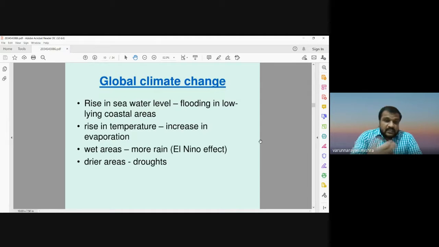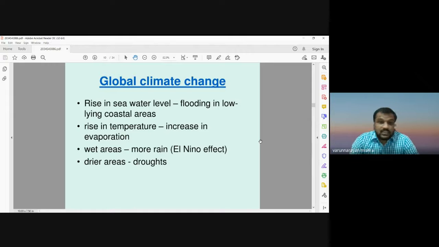So global climate change. The term climate change is very common nowadays. Most of you have heard this word climate change many times. Okay, so what is global climate change? How can you define it, or what are the signs, what are the symbols that can be considered as climate change?